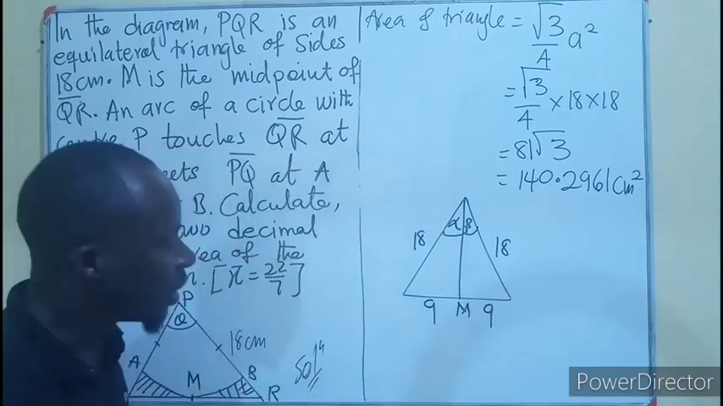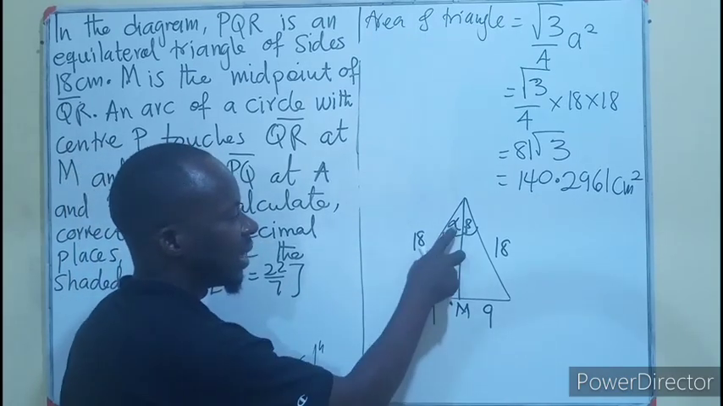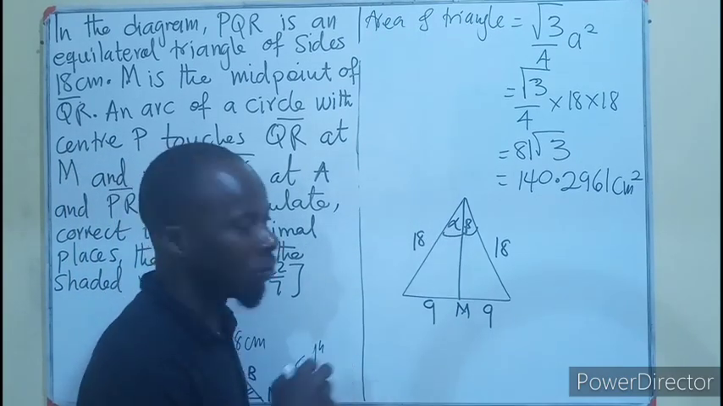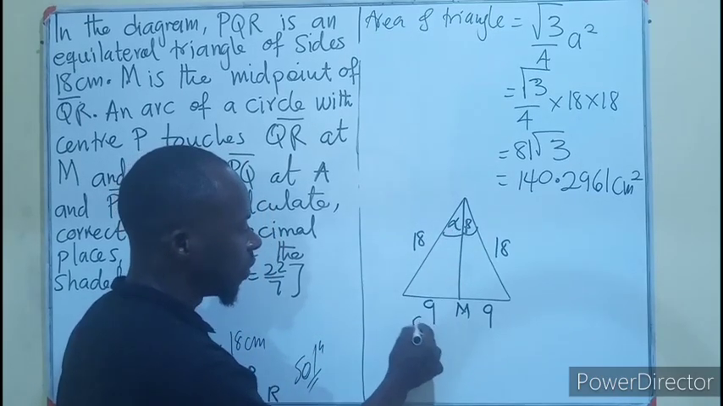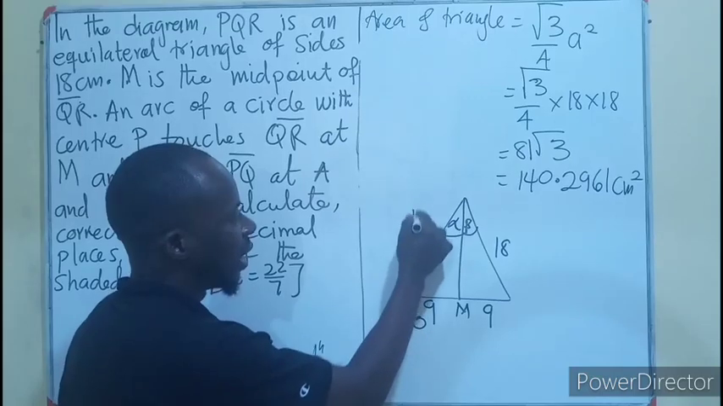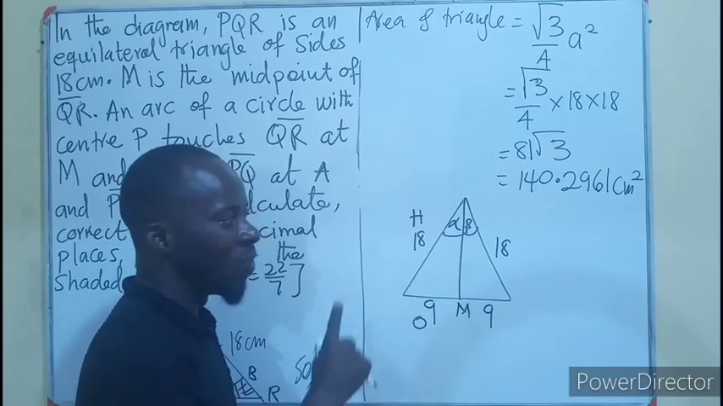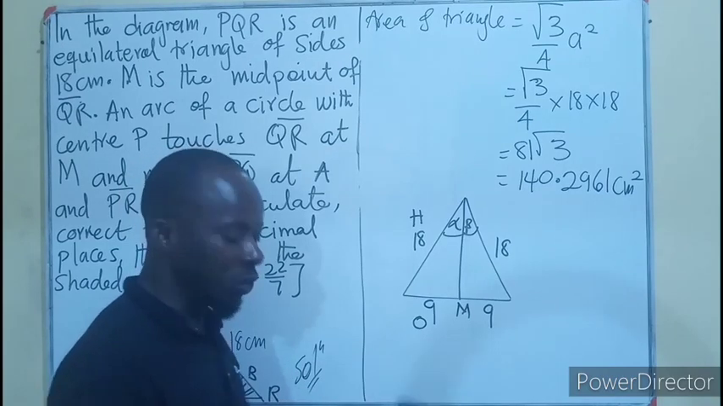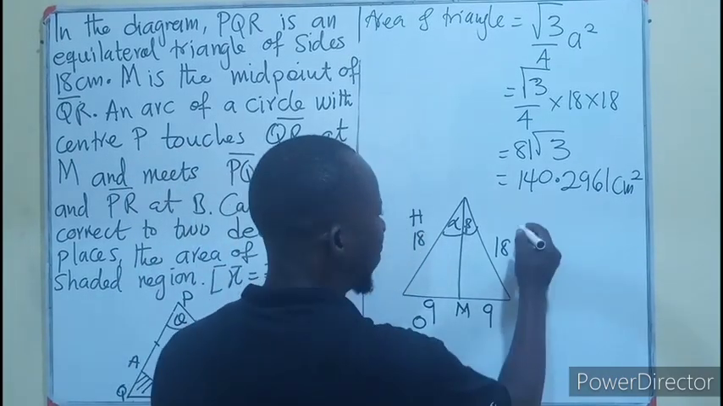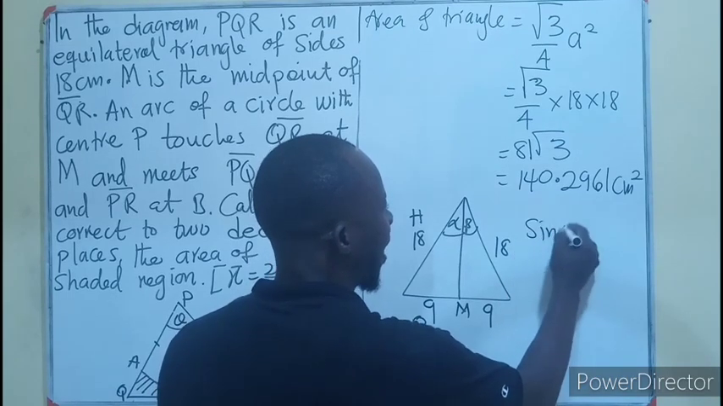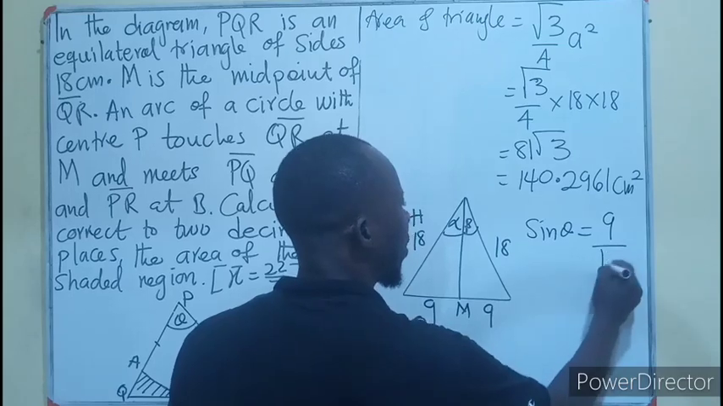So I have to use the principles of trigonometry to find the angle here. What is it going to be? This is in connection with opposite over hypotenuse, right? So if it is opposite over hypotenuse, we are going to use the sine. So from here, I'll have sine theta equals opposite 9 over what?